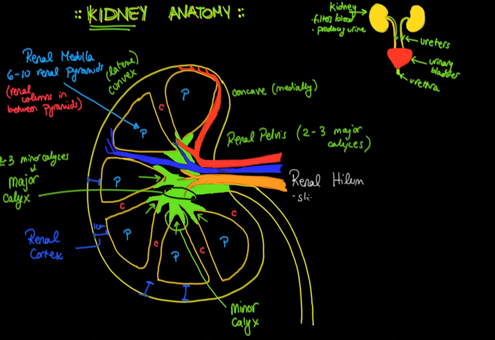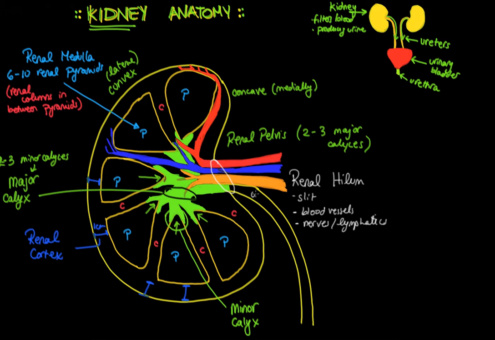is a slit, and this is going to allow the entry of all of these structures and components that you're going to see. So we're going to have the entry of blood vessels, entry and exit, of course. You'll have the renal artery coming in, renal vein exiting. What you'll also notice is that we have some nerves and lymphatics entering and exiting through the renal hilum.